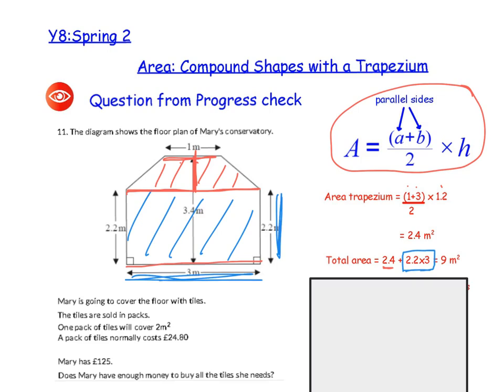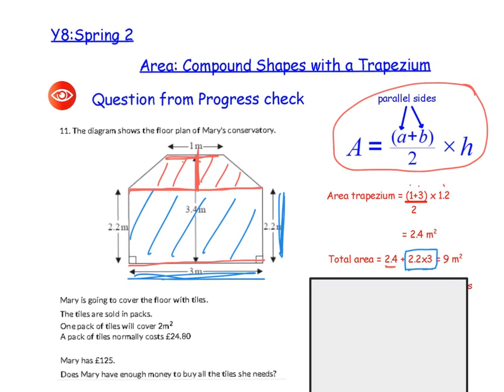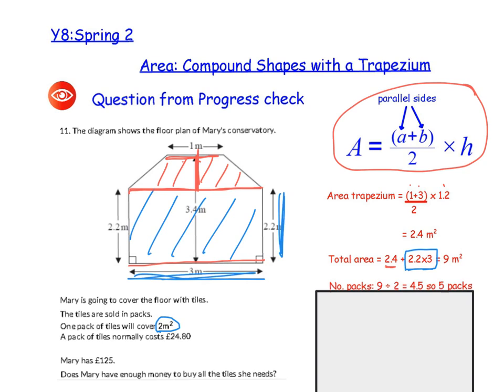We're told in the question that 1 pack of tiles covers 2 meters squared. So now we need to decide how many 2 meters squareds we need. So 9 divided by 2 is 4.5. Now we've got a bit of a problem here. You're not going to buy half a pack. If you only buy 4 packs, you haven't got enough. You're going to have to buy 5 packs, even though that's going to leave you a bit extra. So we need 5 packs.